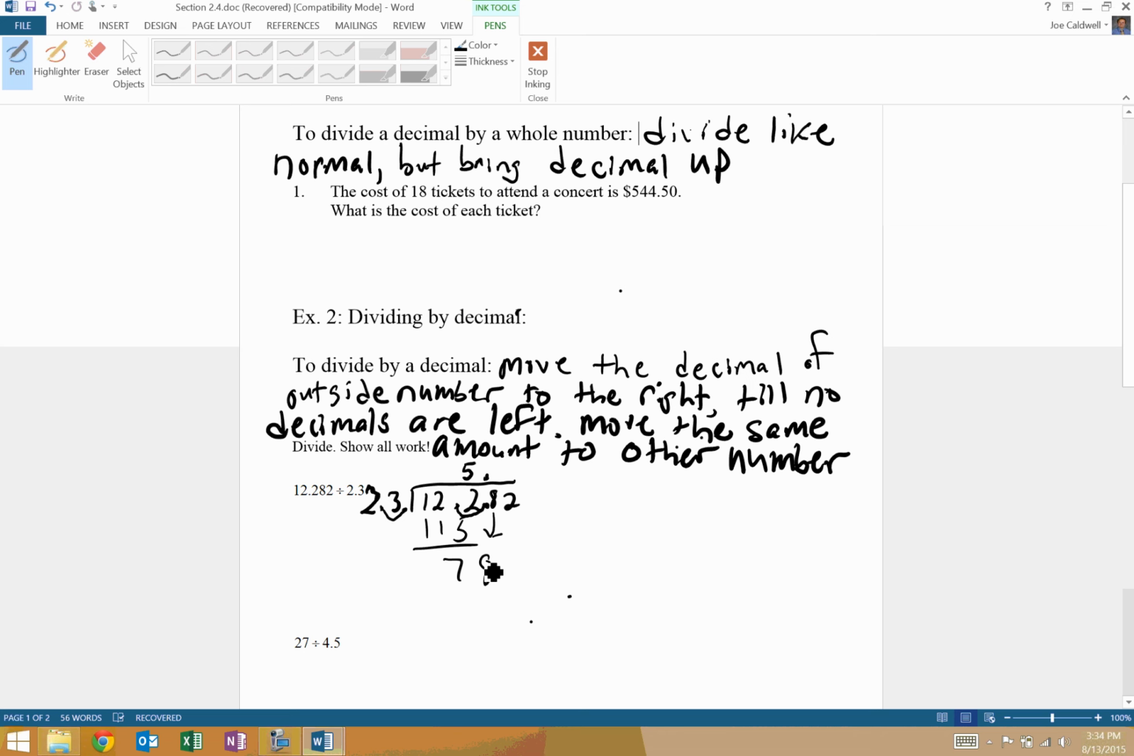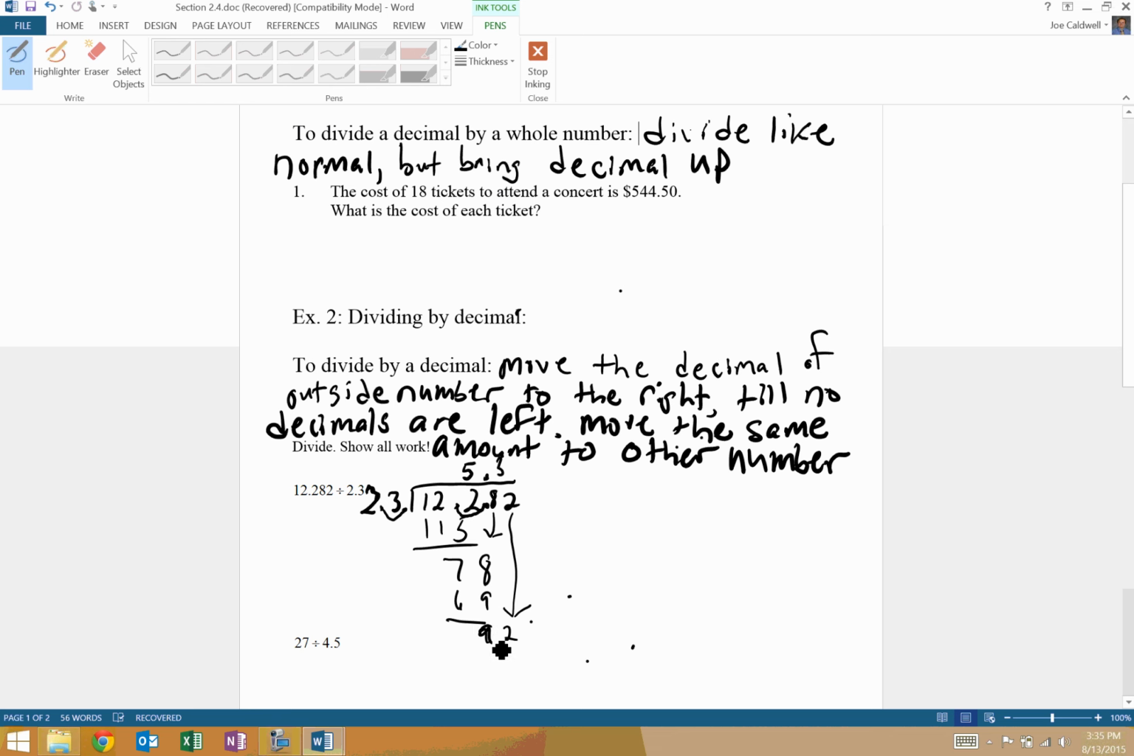Well, I kind of think here. So 23 times 2 would be 46. 23 times 3 would be 69. So that's going to be kind of your top number there. So 23 times 3 is 69. Okay. So what am I left with? I'm left with 9. I'm going to drop down the 2 to 9.